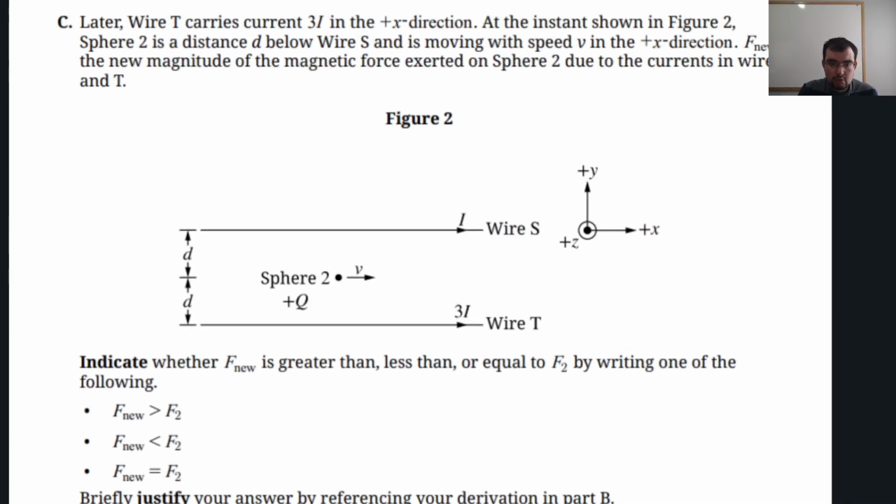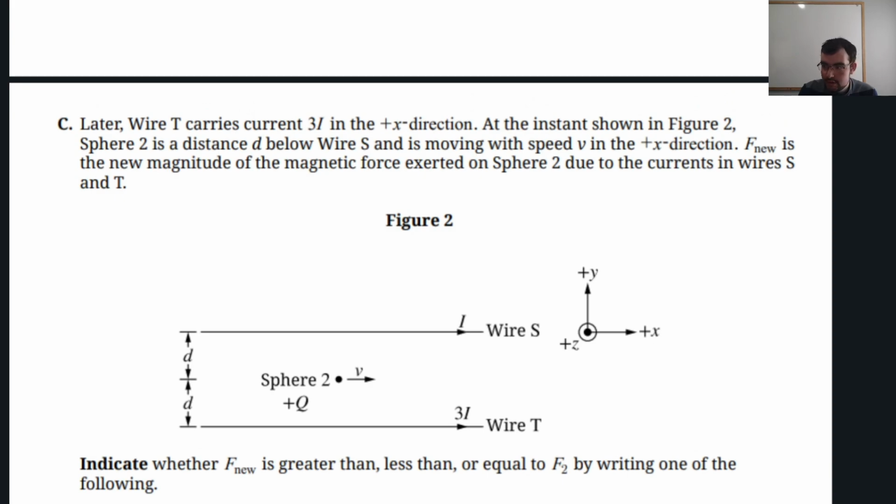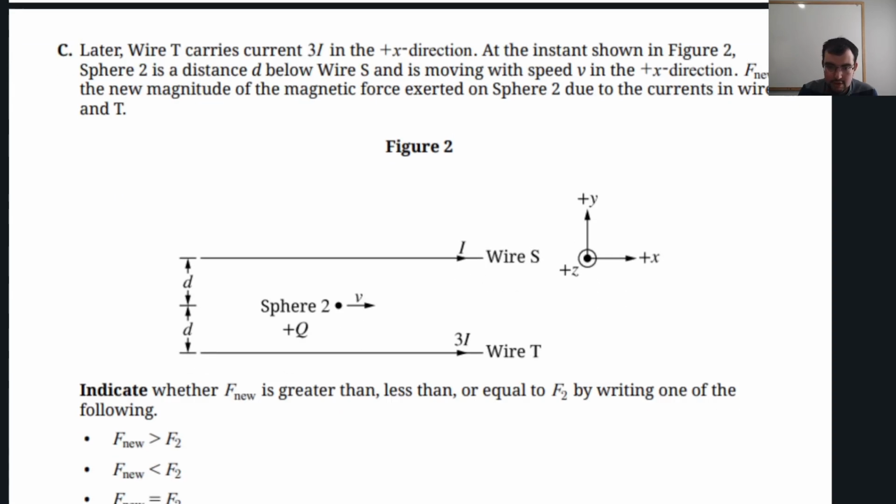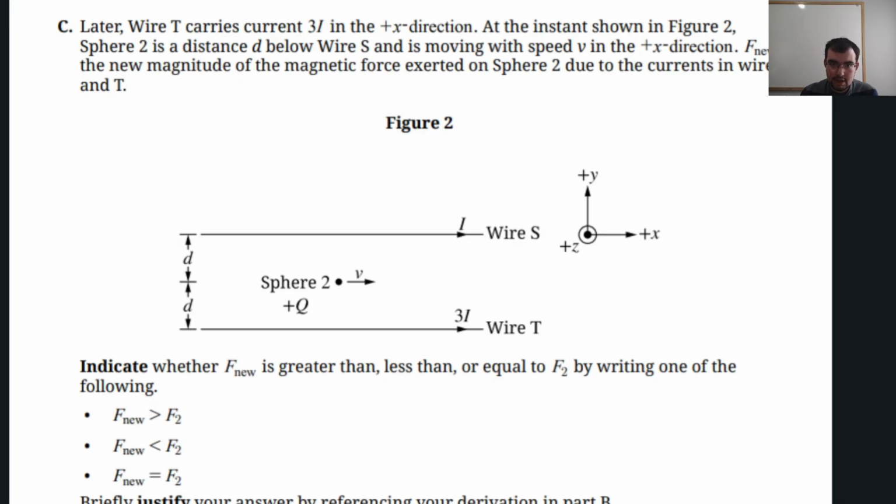Then, this was a really interesting part. I really thought that part C was interesting on this. So they didn't just go for the consistency, they went for the modification. And they did that with Mac also this year. So later, wire T carries a 3I current in the X direction. So the direction of current flipped in wire T, and you tripled the current. So maybe let's compare to what we had before.